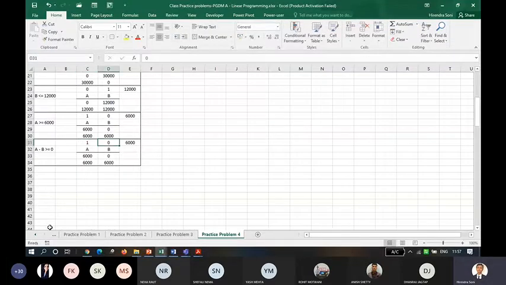So its coefficient is 1, and B's will be what? -1, and this has to be 0. So now, if I take A equals 0, then B will automatically also become 0, correct? Yes, B will become 0.